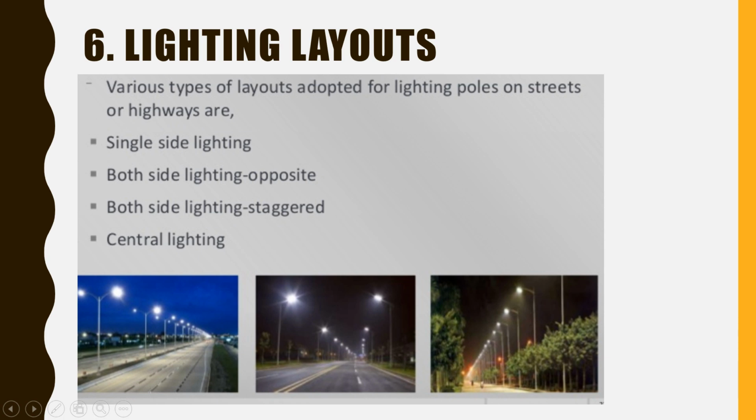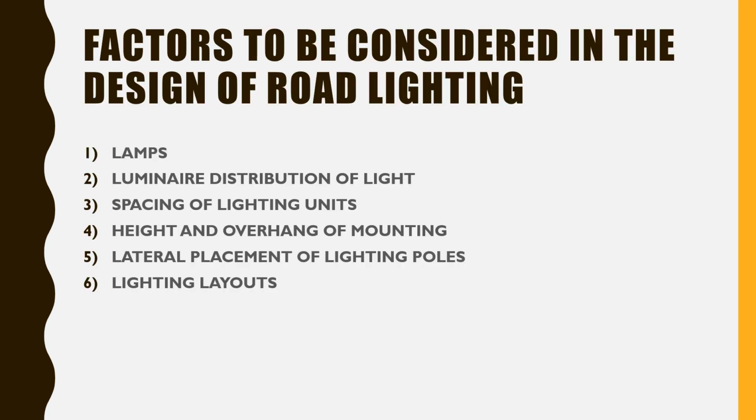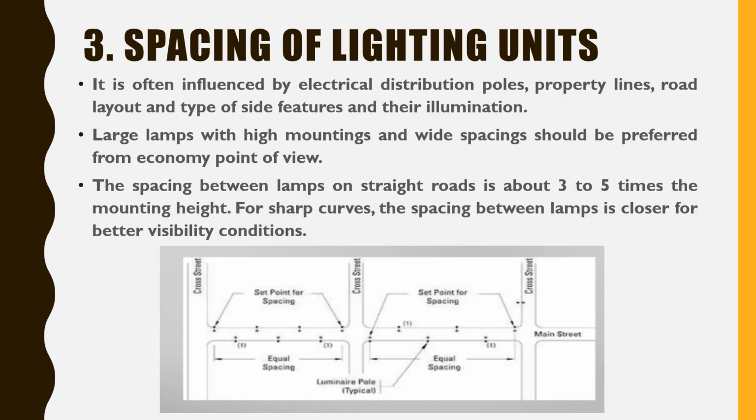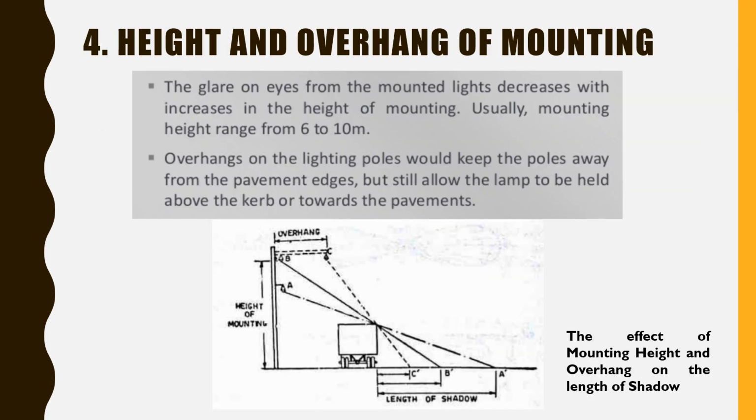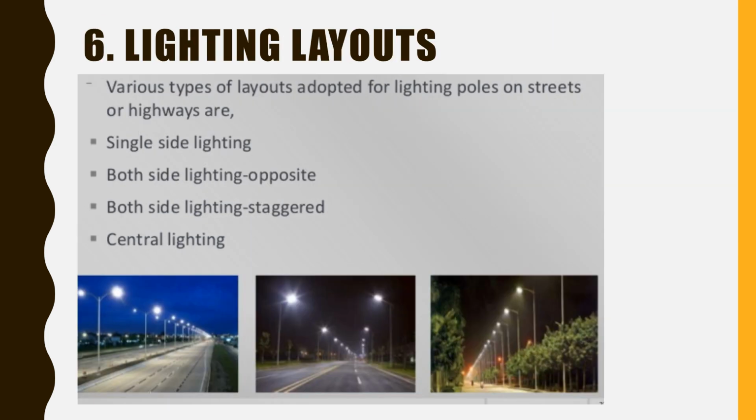Now all these lighting layouts we will see separately in another video, but for today's lecture, you all just keep in mind the various design factors to be considered in the case of road lighting. So it is lamps, luminaire distribution of light, spacing of light, height and overhang of mounting, and we know the values also. And the lateral placement of lighting poles, we know the values from Indian Roads Congress, and lighting layouts.